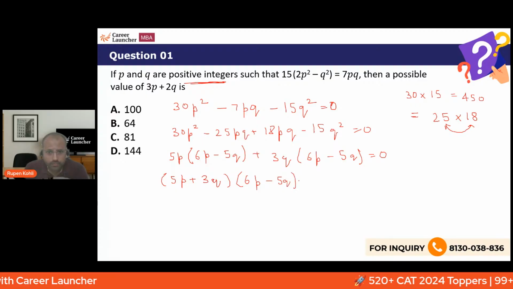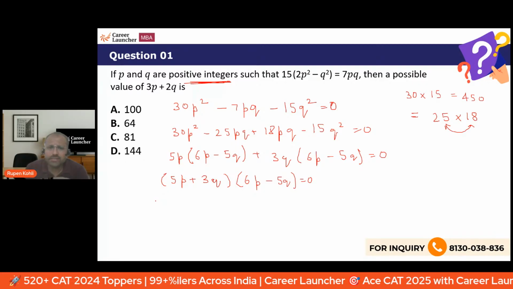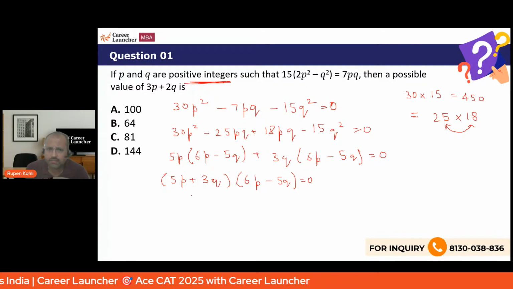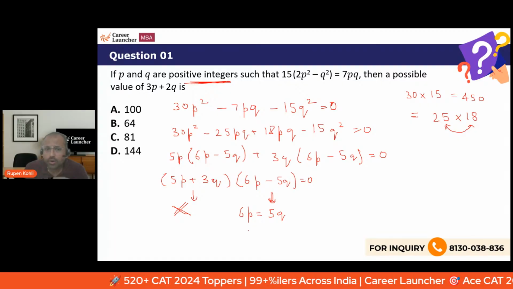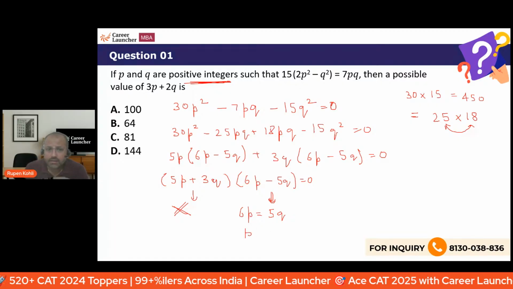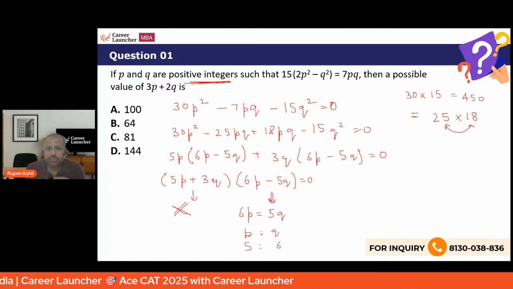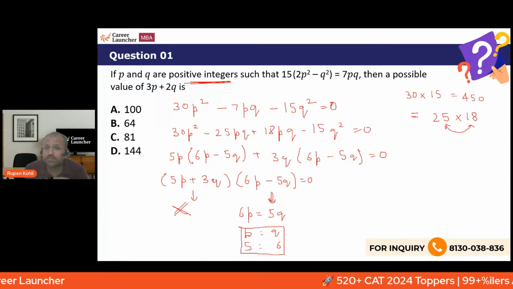Now since p and q are positive integers, 5p plus 3q can never be 0, because if that is the case, then it definitely means that the two quantities are of opposite signs. One of them is positive, the other is negative. So this is not possible. This is ruled out. So only this is possible. So 6p should equal 5q because 6p minus 5q is 0, or p is to q is 5 is to 6, because p by q is 5 by 6. The ratio we have obtained. So this is the simplest ratio of these two numbers which are integers.